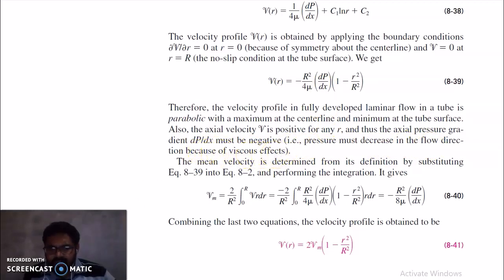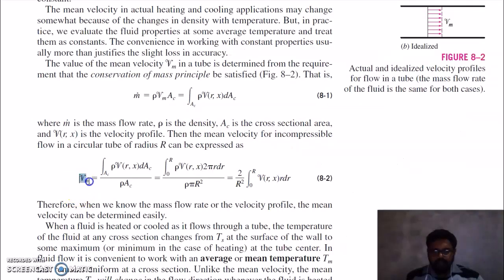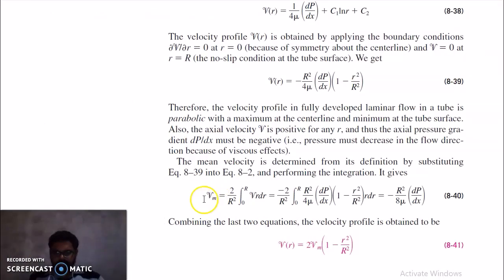If dp by dx is negative, it means pressure must decrease in the flow direction because of viscous effect. We also know that mean velocity is equal to 2 by R square integral from 0 to R of Vr r dr. You can put velocity here to get the mean velocity. So this is Vr, which is the mean velocity. When you put the value of Vr here, and after integrating and solving, you will get this. This is your mean velocity.